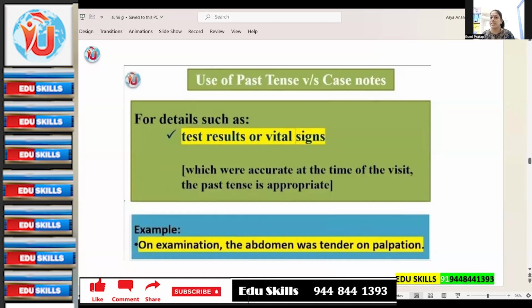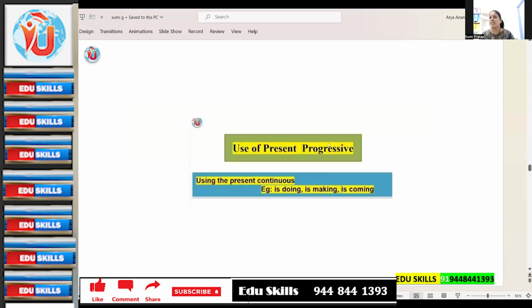So this kind of vital signs and test results we can write in the past tense, okay, which were accurate at the time of the visit. The past tense is appropriate, okay. For example, on examination, the abdomen was tender on palpation. So this is during the admission, the examination was done. So this is the past tense we have to use. This is really appropriate to write in the past tense in these kinds of situations.